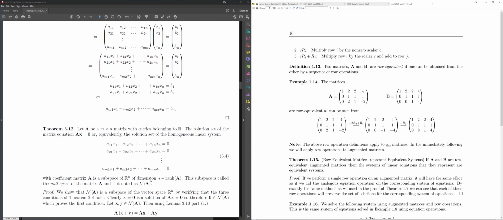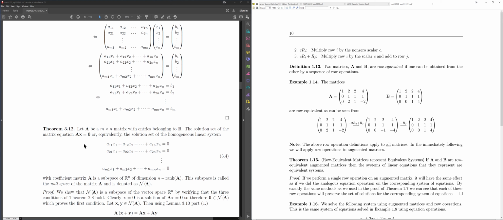And the next thing is that this solution set is a subspace, and it has a specific dimension. The dimension is n minus the rank of A. We already saw how to calculate the rank of A: you apply Gauss-Jordan to A, get the RREF matrix that we call B, and the number of non-zero rows of that RREF is equal to the rank of A.